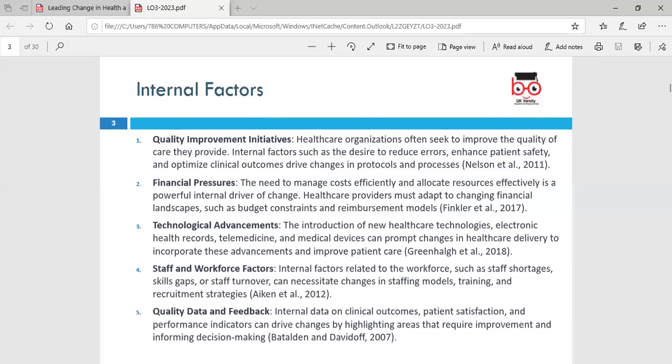So this is the quality improvement initiative. We talked about this just a minute ago. Technology advancements are there and they attract people, obviously. So you're not working so hard in maintaining records that are paper-driven. You're working towards telemedicine and medical devices that can prompt changes in healthcare delivery to incorporate these advancements and improve patient care. Staff and workforce factors: staff shortages should be in your mind, and skill gaps.